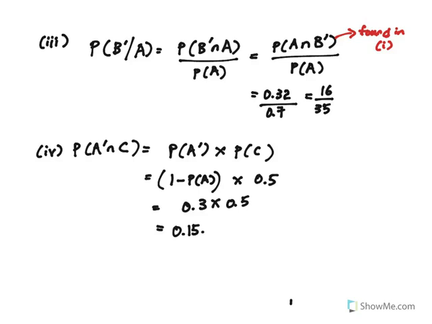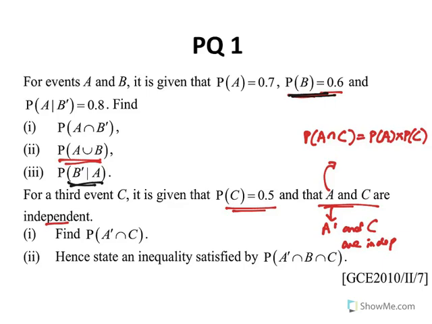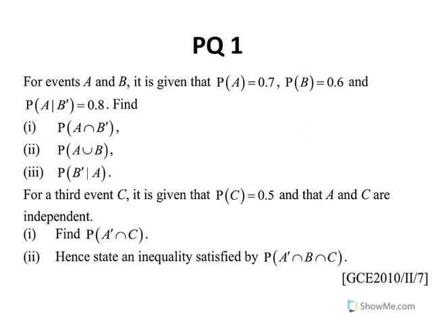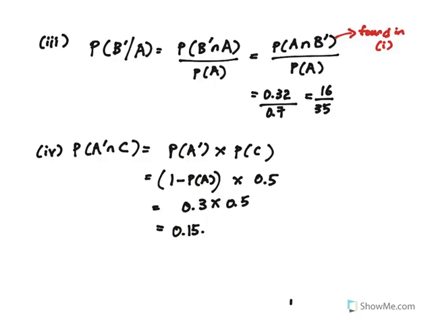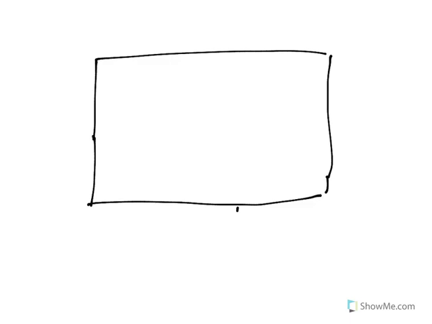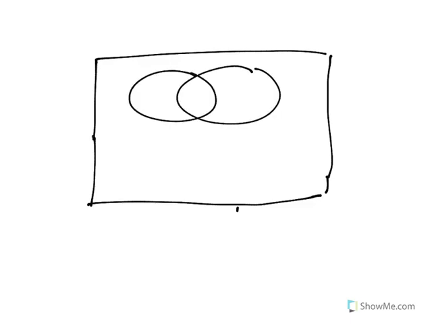Alright, hence state an inequality satisfied by A prime intersect B intersect C. If we look at the question, there's a hence, so it means this is related to the previous part. How is this related? We can't really tell. Maybe we can use a Venn diagram to help us. If I draw the Venn diagram, I have A, B, and C. So this is A, this is B, this is C.